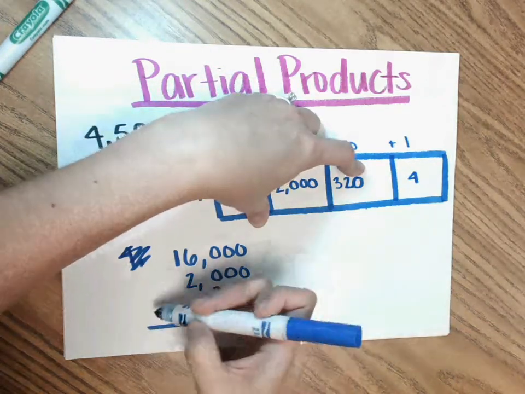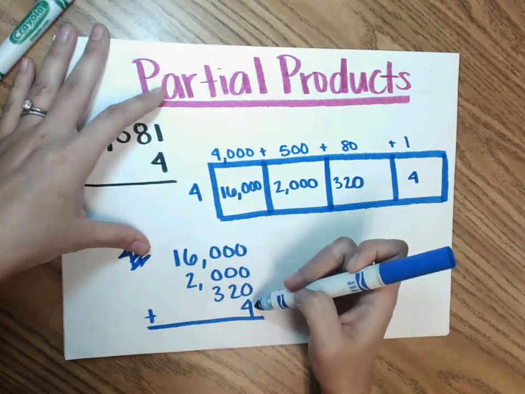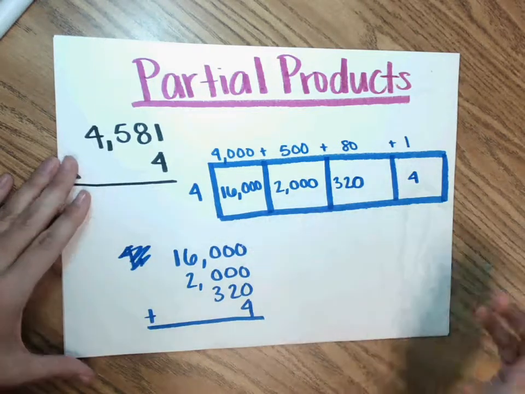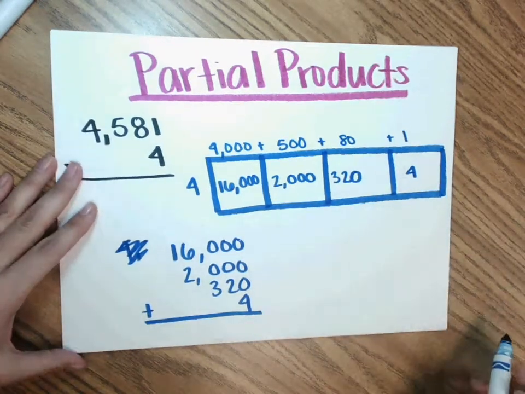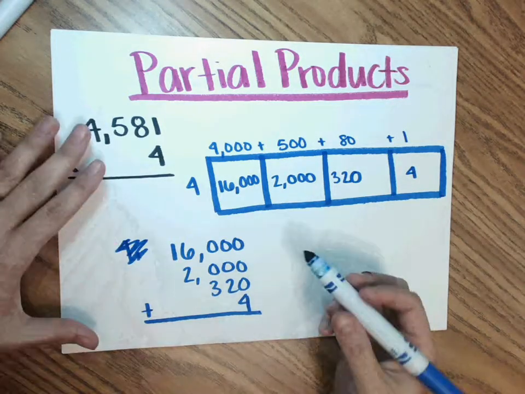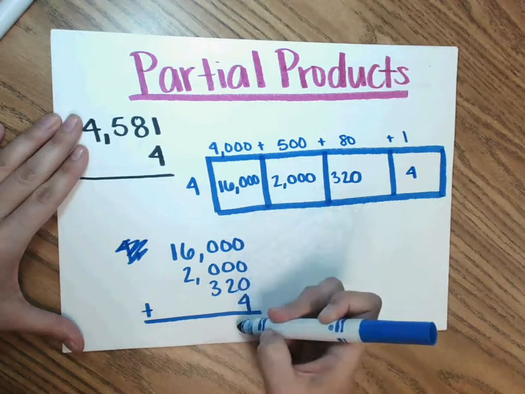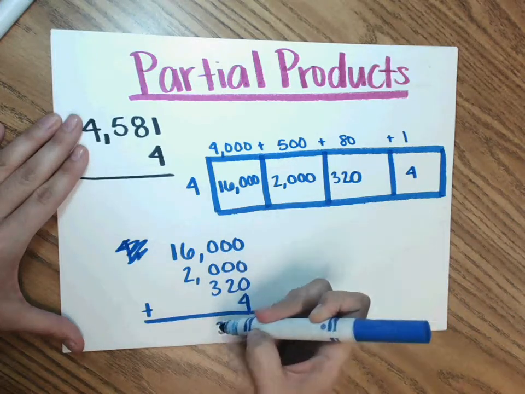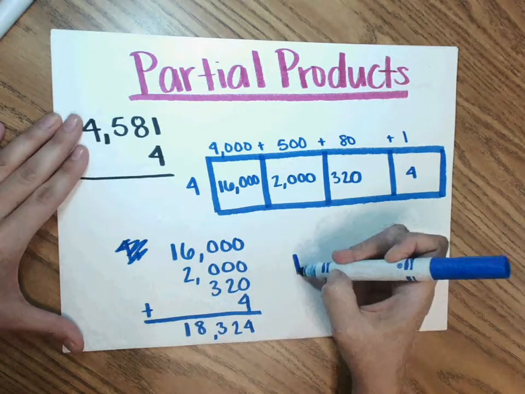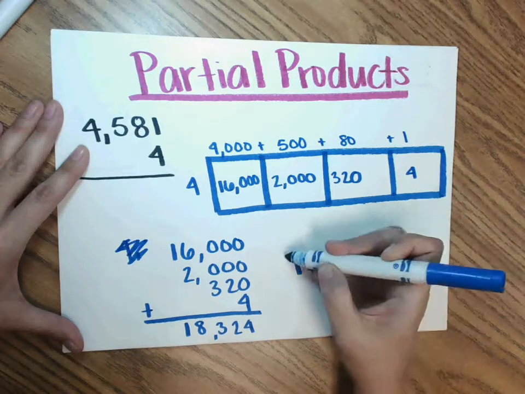It is so important here that our kids line up their ones place. If their handwriting is kind of messy and it's hard for them to line up their place value, you might want to get them some graph paper or some grid paper. That way they can line it up before they add. It'll make things a lot easier. So they just add on down. And their answer becomes 18,324.